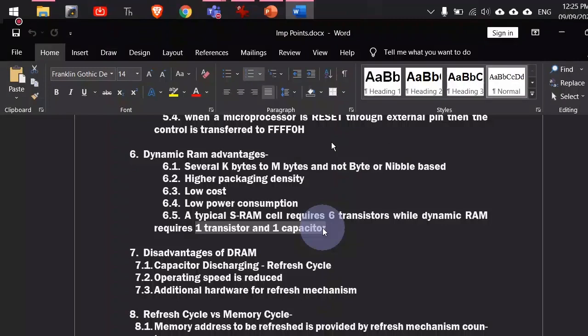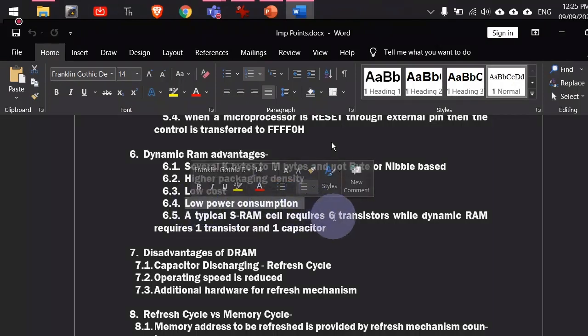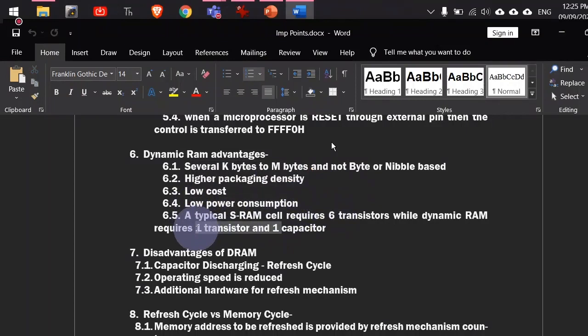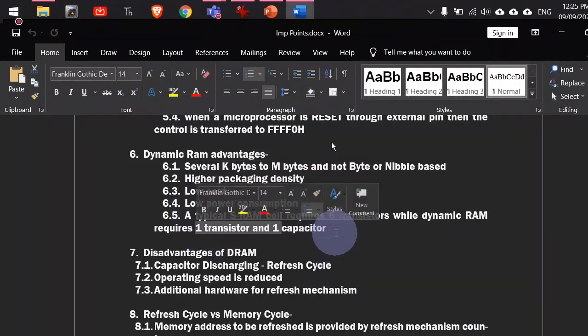And it has a high packaging density. Now you can well imagine that earlier you had 6 transistors doing the task of 1 cell. However, here you have 1 transistor and 1 capacitor. So on the chip, they will consume very little space, and that is why they have a higher packaging density. Then they are low cost, obviously, because 5 transistors are saved. They also have low power consumption. This is obviously true, because instead of 6 devices, you have only 2 devices to construct 1 cell, and that is why the power consumption will also be very low, despite the fact that a refresh mechanism is involved.